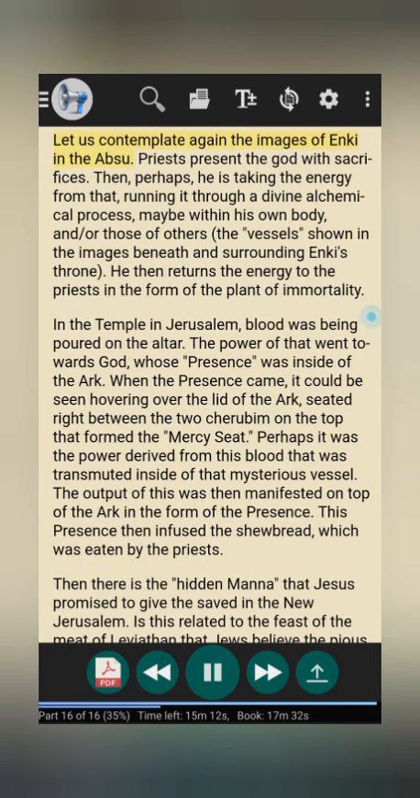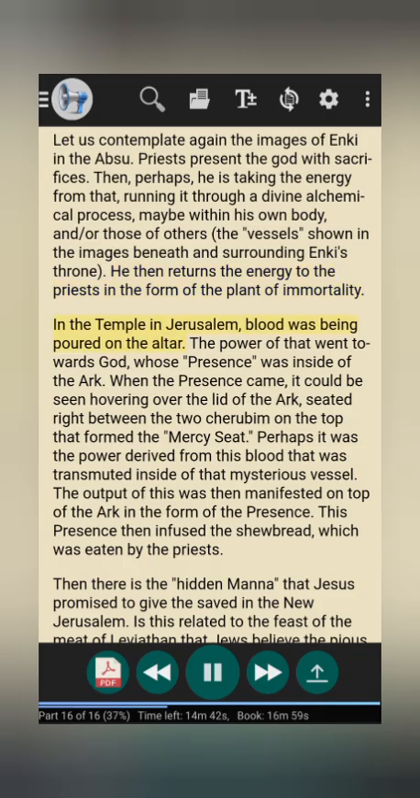Let us contemplate again the images of Enki in the Absu. Priests present the god with sacrifices. Then perhaps he is taking the energy from that, running it through a divine alchemical process, maybe within his own body, and or those of others, the vessels shown in the images beneath and surrounding Enki's throne. He then returns the energy to the priests in the form of the plant of immortality.